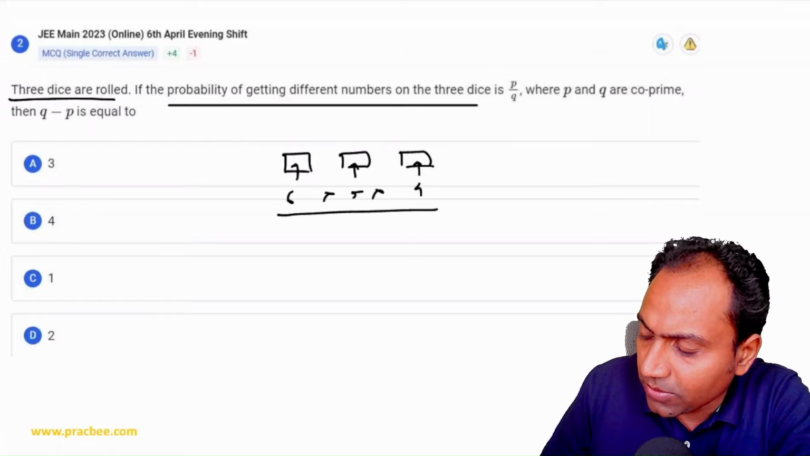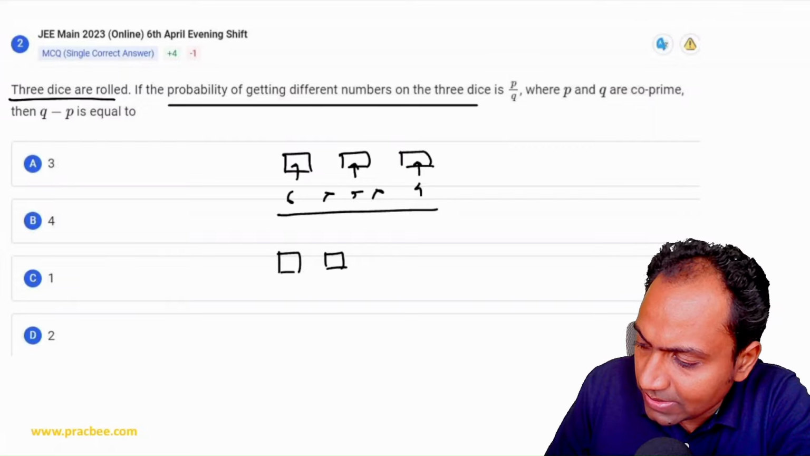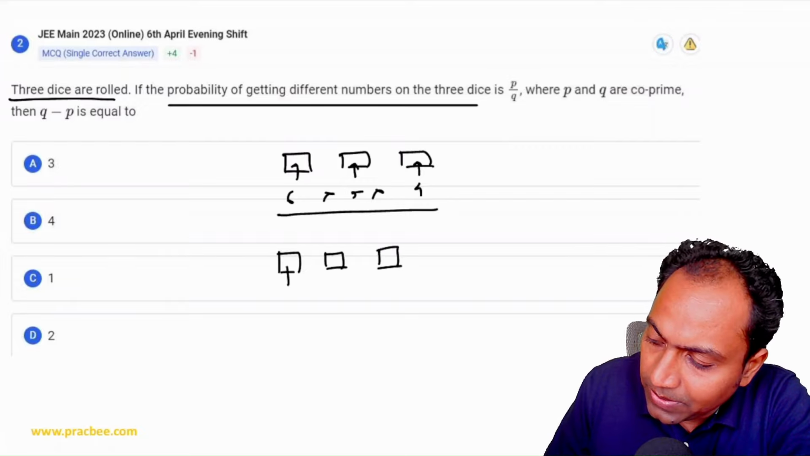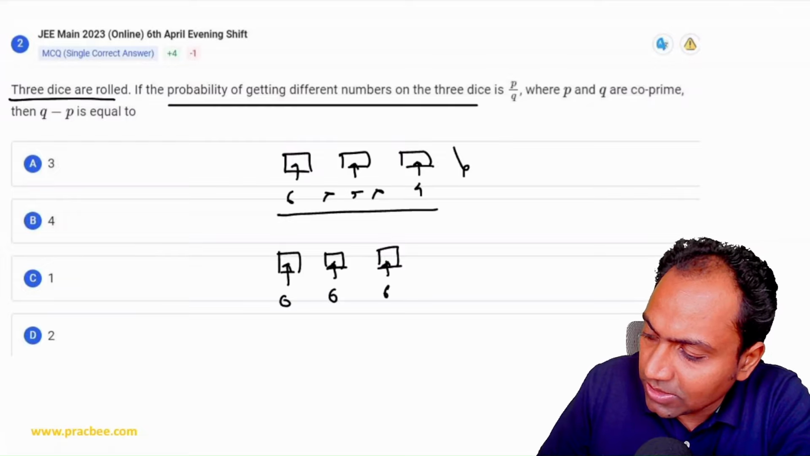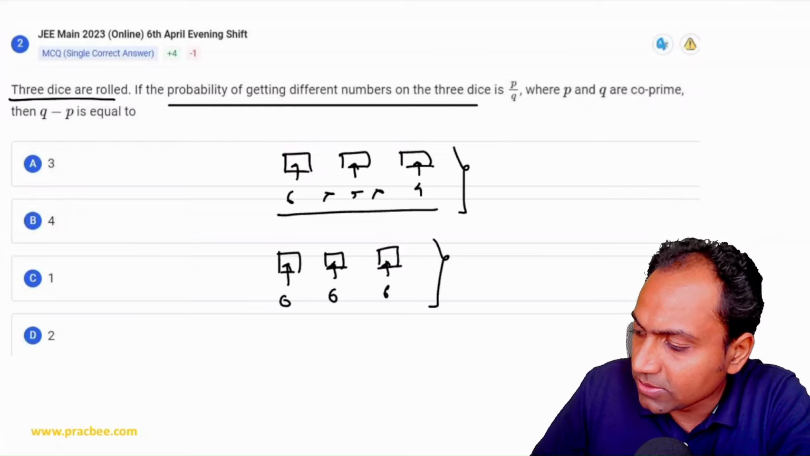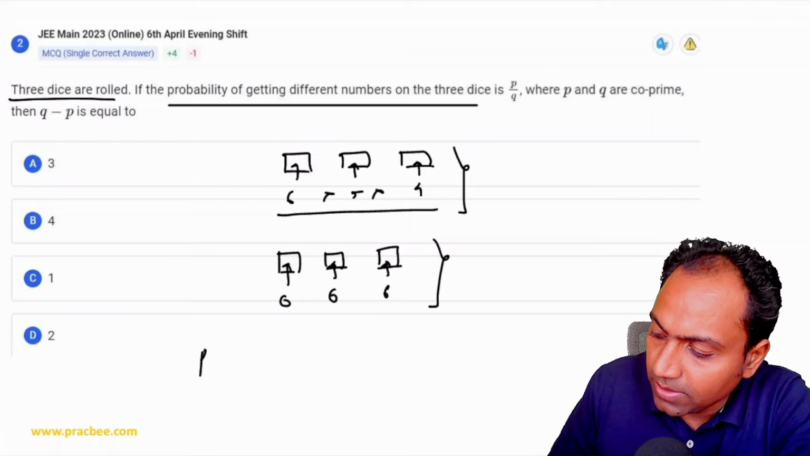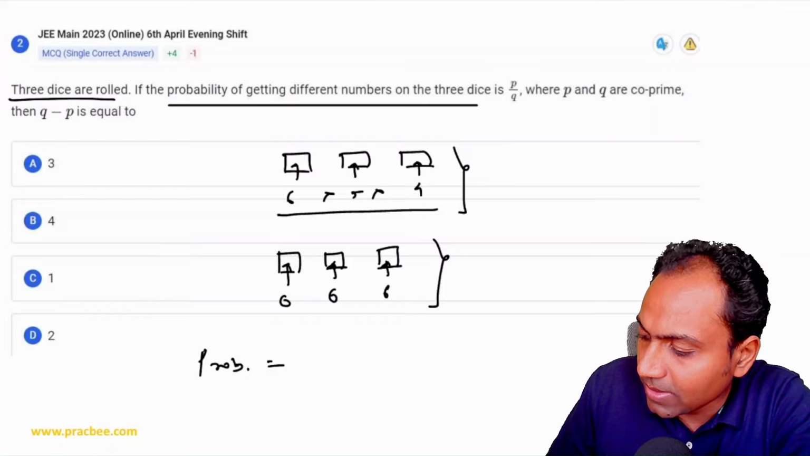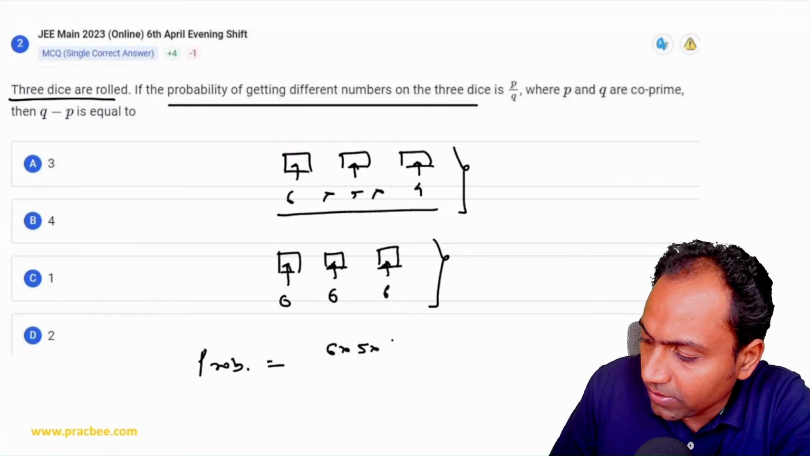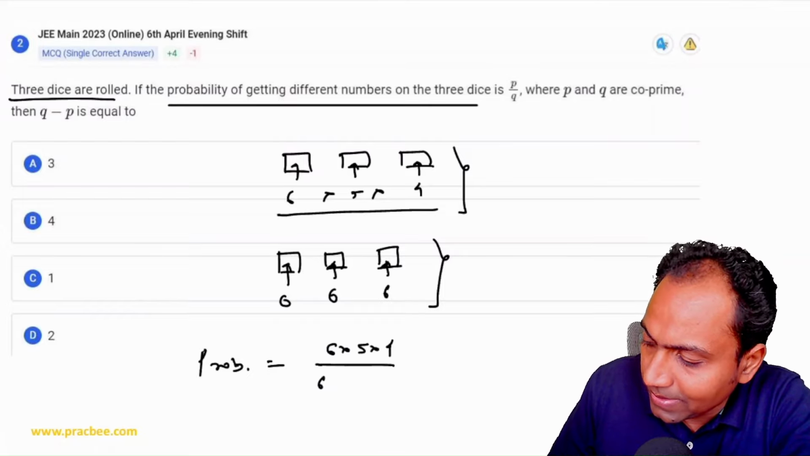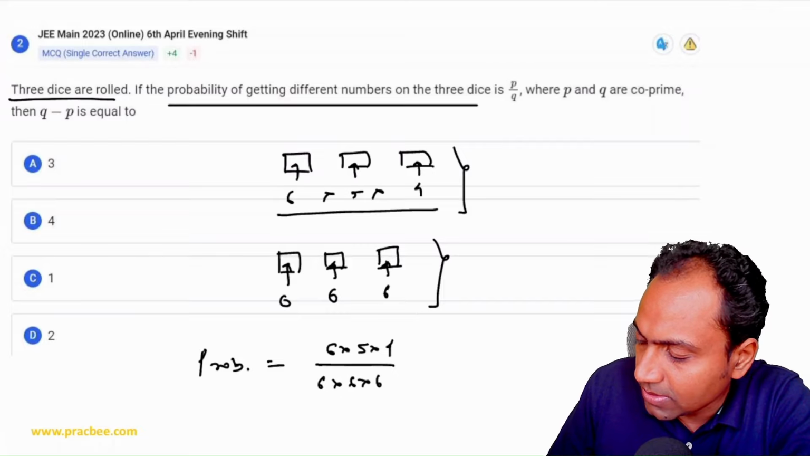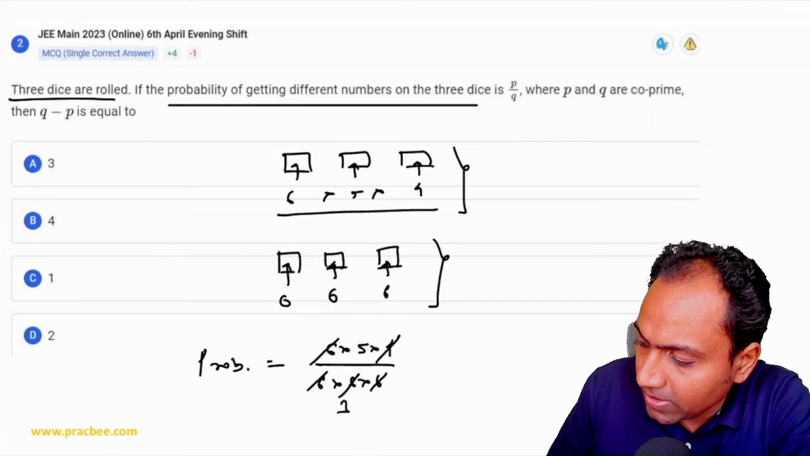And total number of cases. So if I want to find the total number of cases, again I will apply my P and C. This box can be filled in 6 ways, 6 ways, 6 ways. So these are favorable cases, and these are total number of cases. So if I want to write my probability of the event A, it would be nothing but 6 into 5 into 4 divided by 6 into 6 into 6, and this 6 will get cancelled out. This 4 again will become 3. So what we are getting is nothing but 5 by 9.